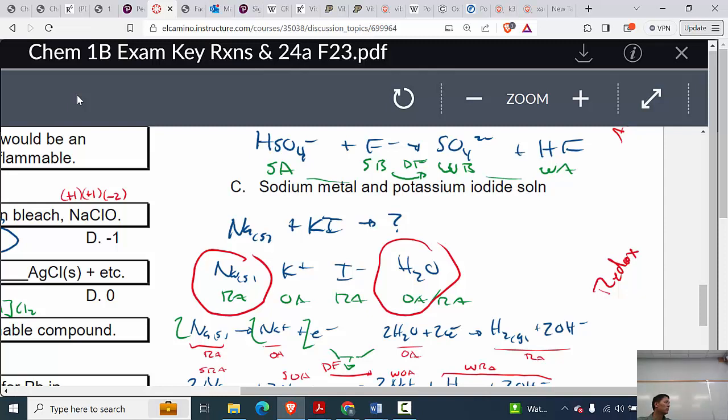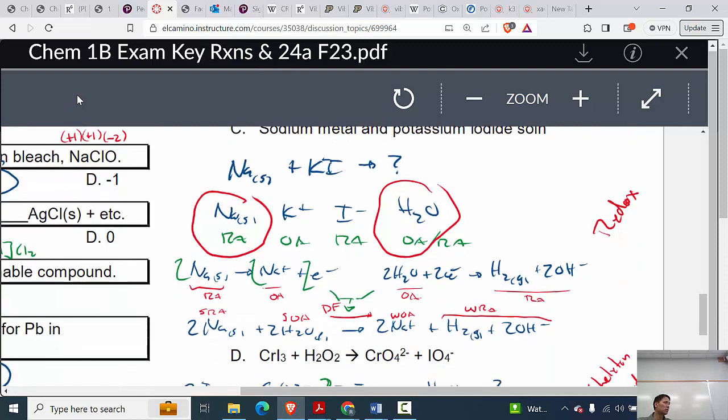Sodium metal and potassium iodide. A lot of people did single replacement for this. But you have to be aware, if you use single replacement, you have to be aware of all the exceptions to single replacement. This would have been one of the exceptions for single replacement.